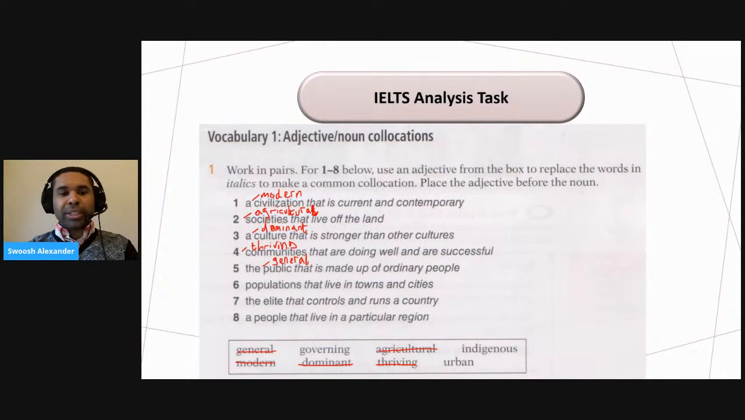And number six, populations that live in towns and cities. Any suggestions for this one? Okay, good, sorry. Yeah, absolutely. We're talking about urban, aren't we? Jayshree as well. And Ninzi, good. And Chris and Zab, you're all in agreement. You're all correct. This is urban. Urban populations.